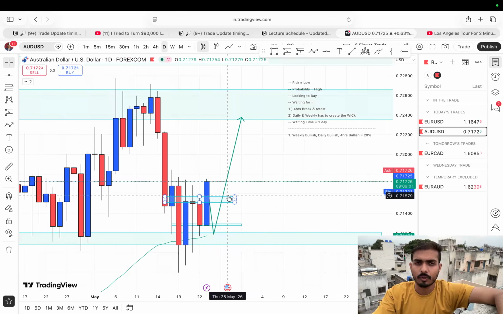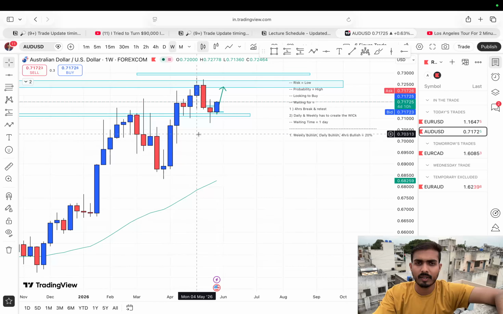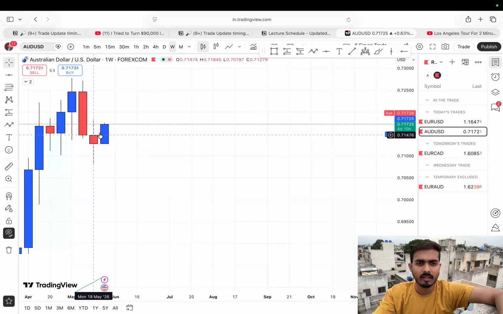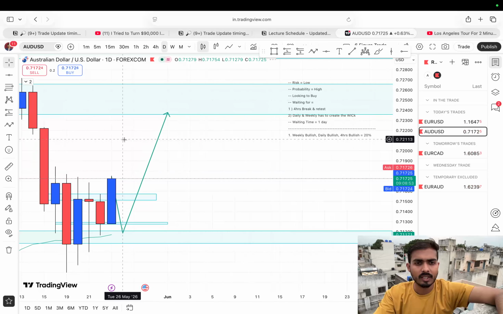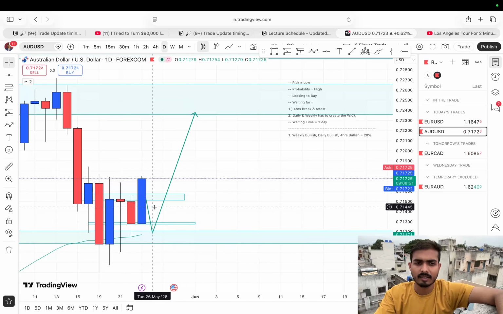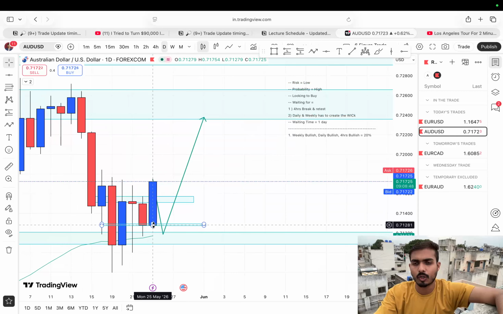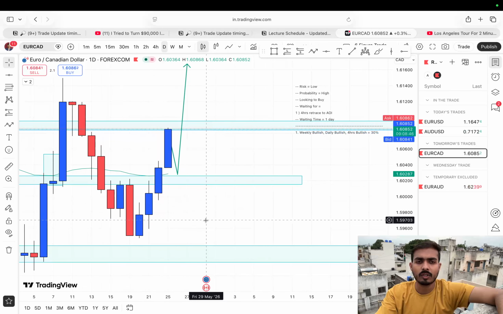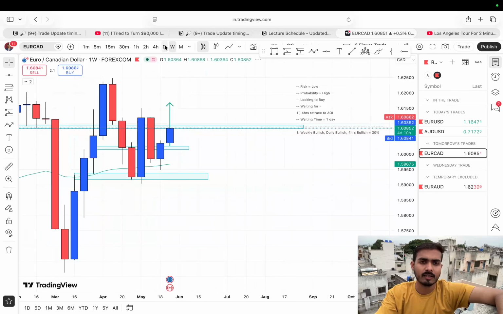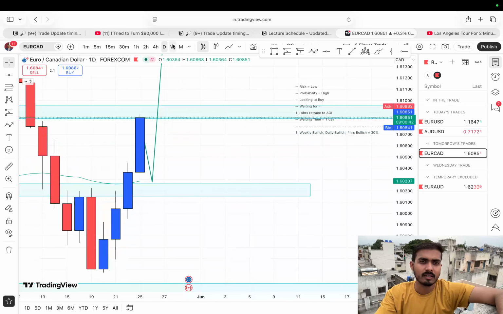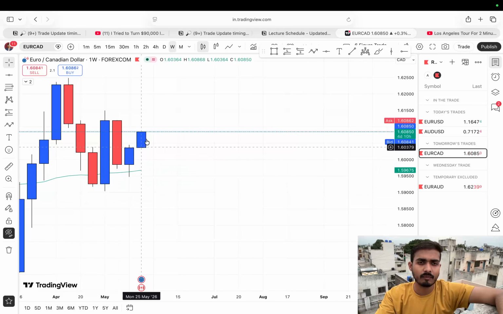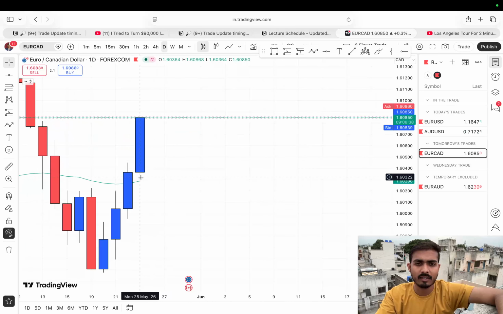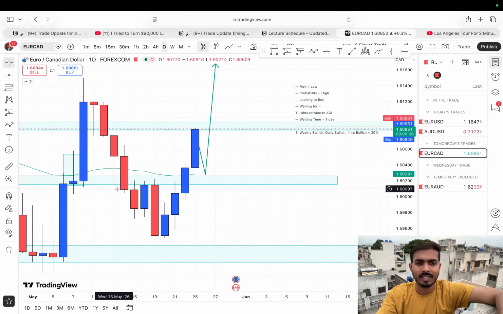Same as AUDUSD, we are waiting for the weekly wick to get created, even the daily wick to get created. Until and unless that has been created, I'm just not interested in taking the trade. EURCAD was a beautiful, brilliant trade, it hit our take profit, but it hasn't created a weekly wick nor the daily wick. So I'm waiting for the wick to get created.